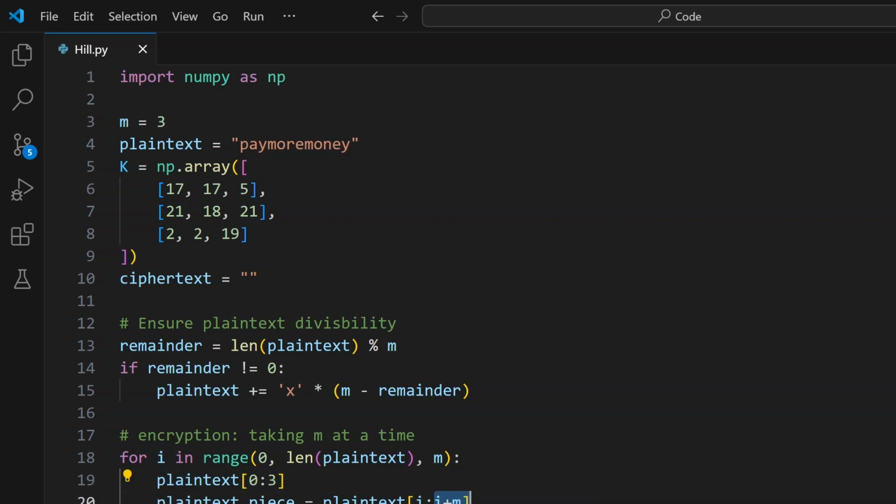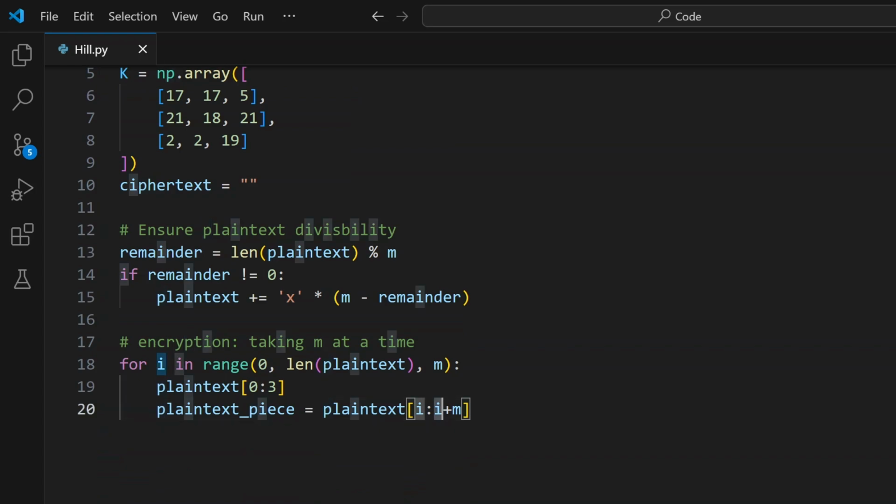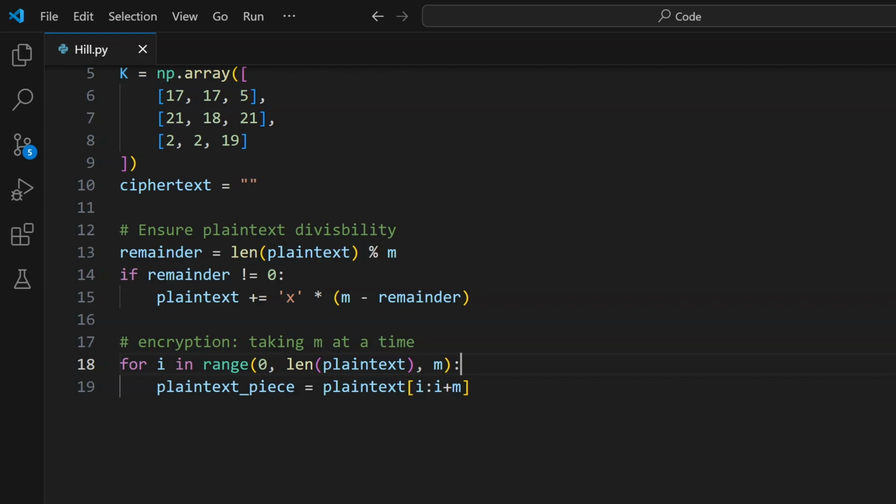So i plus m is excluded. So indices 0, 1, 2 are PAY, and that's exactly what we expect to have. So this is not inclusive, at least in the closing part, the last part of it. That's how you take 3, then you're going to move on to the next 3, and so on. So the next one will be 3, and then 6, and that's how it comes.